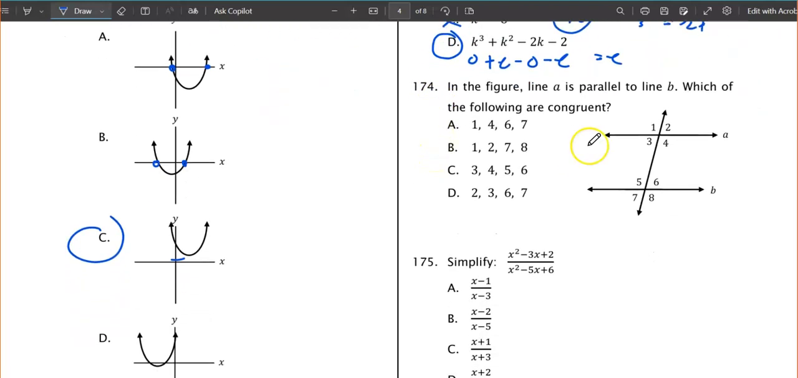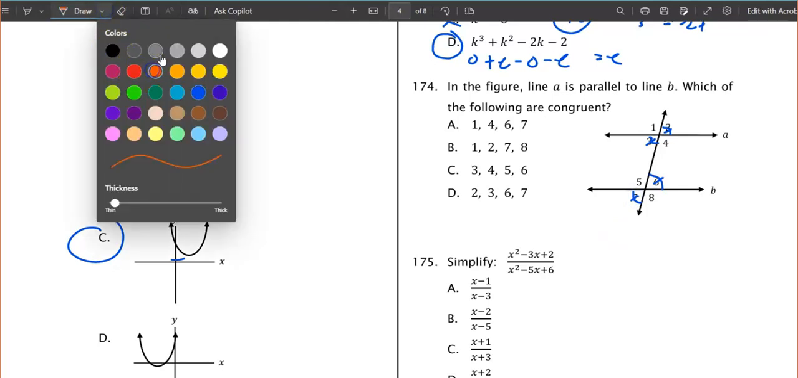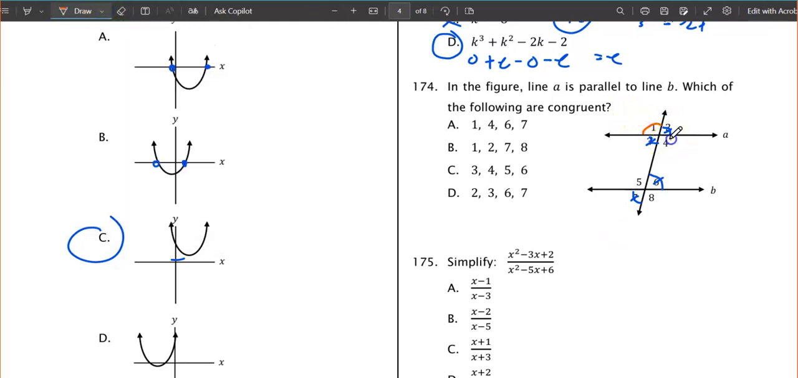174. In the figure, line A is parallel to line B. Which of the following is congruent? So this is a parallel line cut by a transversal. This is congruent, this is congruent, vertical angles. And 2 and 3, and then 3 and 6 are also congruent, because again, alternate interior angles. And 6 and 7 are congruent. And 1 and 4 are congruent. 4 and 5 are congruent. 5 and 8 are also congruent.